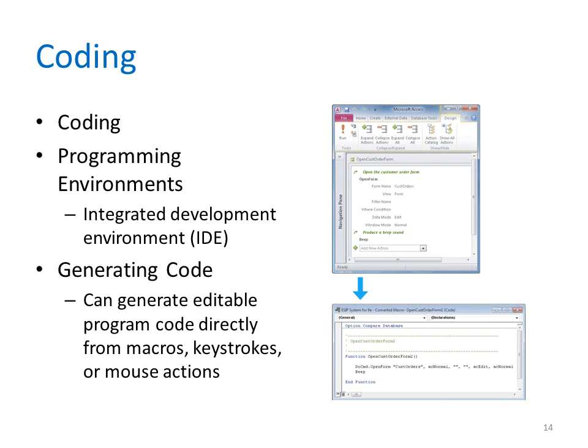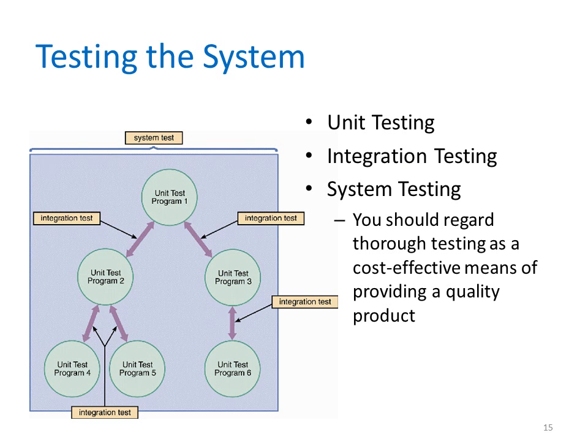As we learned in Chapter 7, IBM WebSphere and Microsoft .NET are popular IDEs. We also learned in earlier chapters that systems analysts use application generators, report writers, screen generators, and fourth-generation languages along with other CASE tools that produce code directly from program design specifications. Some commercial applications can even generate editable program code directly from macros, keystrokes, or mouse actions.